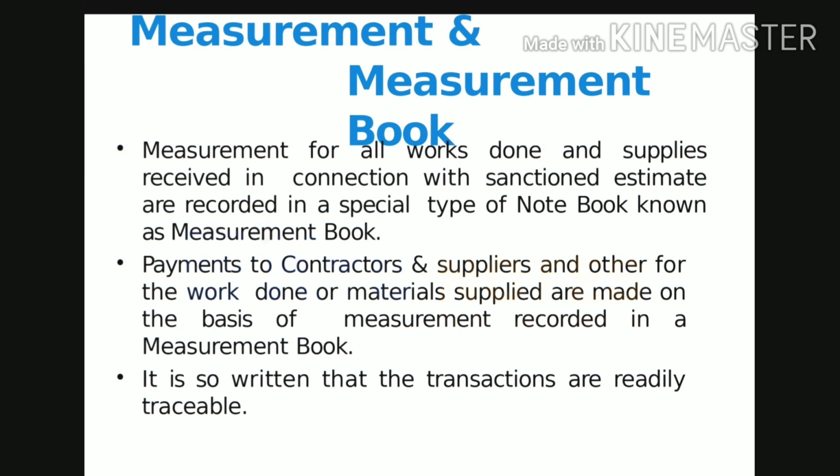In order to have proper control, a certain percentage of measurements are recorded by the subordinate officers and are required to be checked by the assistant engineers and executive engineers. Standard measurement books are used for periodical repair and maintenance works which are to be carried out at fixed intervals of time. The standard measurement books are checked every 5 years.